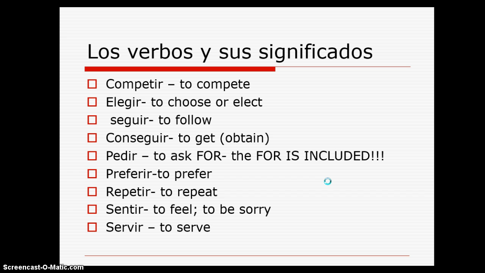Conseguir is a tricky one, but for most people, just means to get or obtain. Pedir. Now, be careful. Pedir always has the for in it. You don't need to say pedir por. That's a common error. Preferir, to prefer. Repetir, and again, the second E is the one that's going to change. So in preferir, it's after the F, and repetir after the P. Sentir, servir. It's always the E just before the ending that changes.